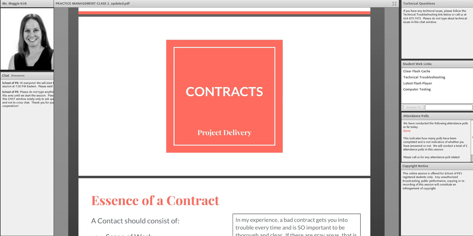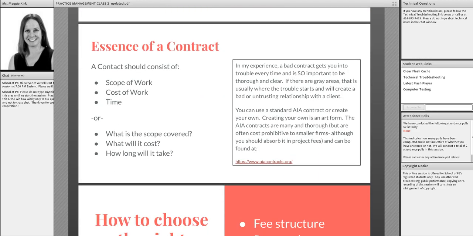Okay, so we'll start to talk about contracts and switch gears a little bit about project delivery. What we're looking at in terms of contract, sorry, is what is the essence of a contract? The AIA has their own contracts, but a firm can also write up their own contracts. There's nothing to say that you have to use the AIA contracts. You can make your own.